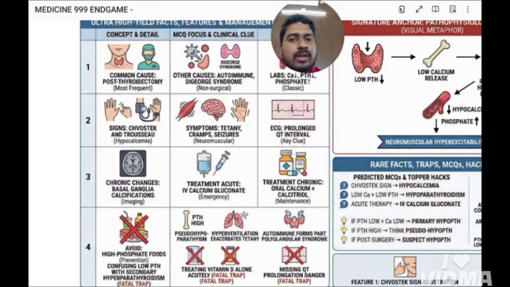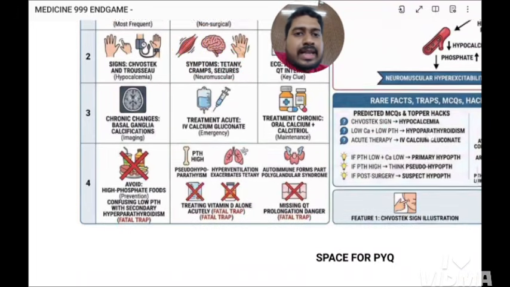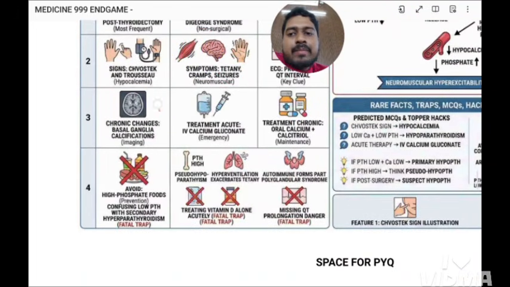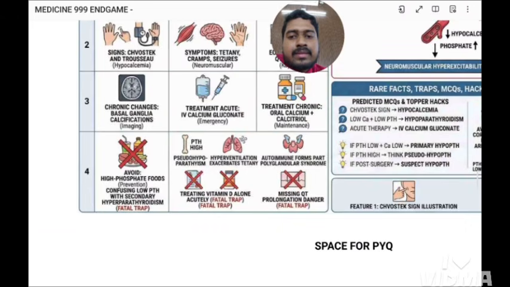Symptoms are the same as those of hypocalcemia, because the manifestation of hypoparathyroidism is hypocalcemia. So we get tetany, cramps, seizures, and QT interval prolongation, which I had discussed in hypocalcemia. I'm not going to discuss it again. When there is chronic hypoparathyroidism, there will be basal ganglia calcifications. Remember this. Treatment for acute hypocalcemia is IV calcium gluconate, which should be given slow IV, or else it can cause cardiac arrest. Treatment for chronic is oral calcium along with vitamin D3.